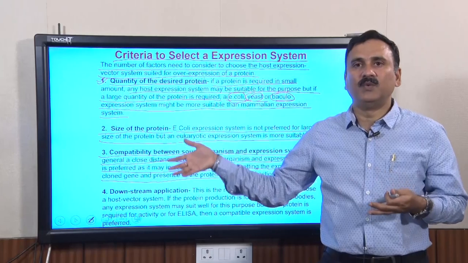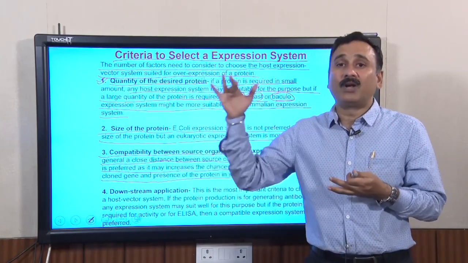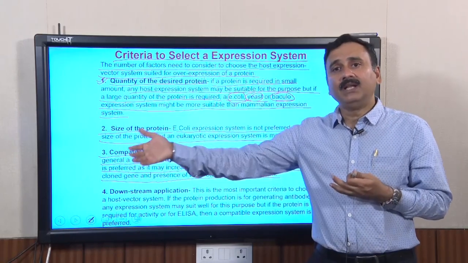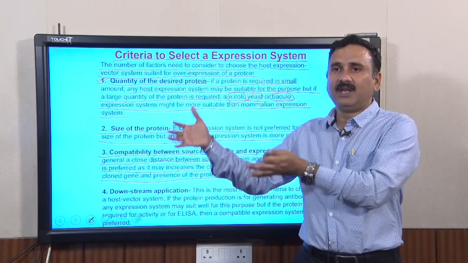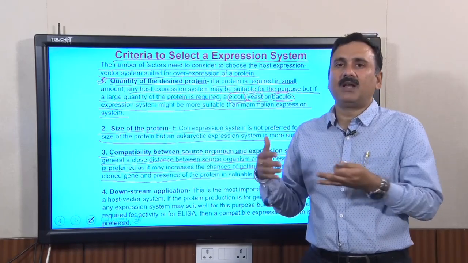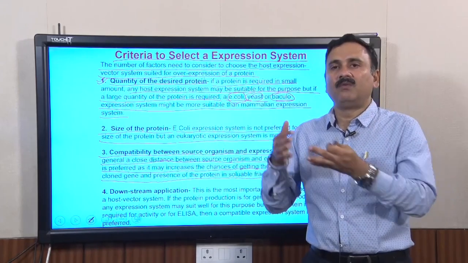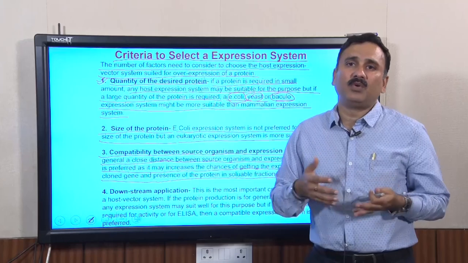Or suppose you want to overexpress a protein from Streptococcus pneumoniae or Mycobacterium tuberculosis. Mycobacterium tuberculosis is very close to E. coli, so you can use the gene from Mycobacterium to produce the protein in E. coli.